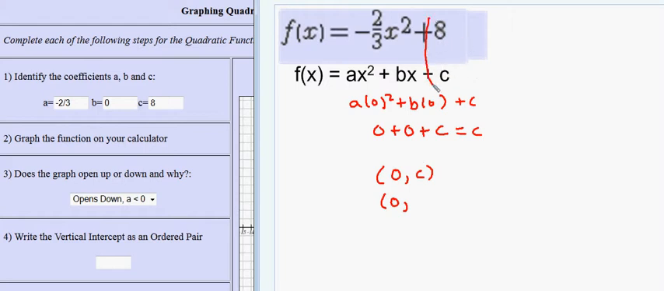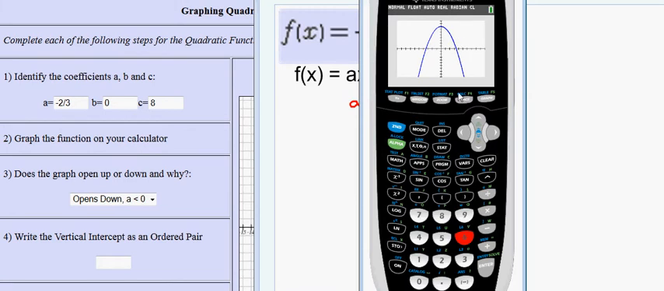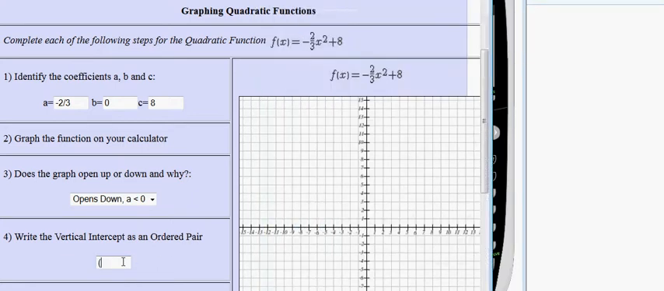It's even lined up nicely here. So our vertical intercept is 0, 8. You could have gotten that off the graphing calculator by just hitting trace. The default on the calculator is to start at the vertical intercept, 0, 8. So I'm going to write that as an ordered pair, left parenthesis 0, 8, right parenthesis.